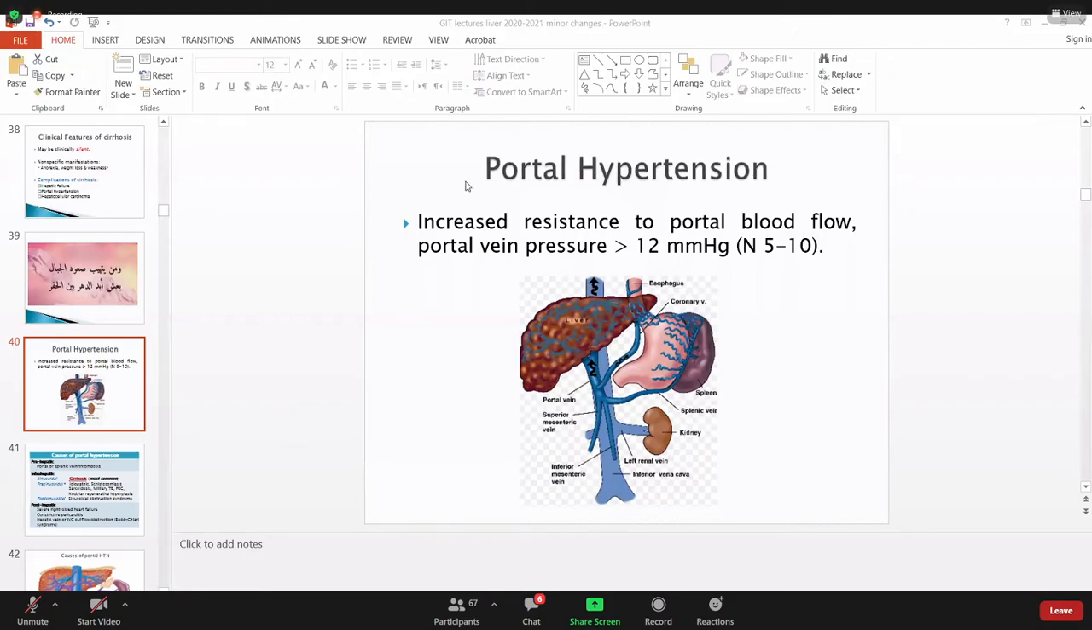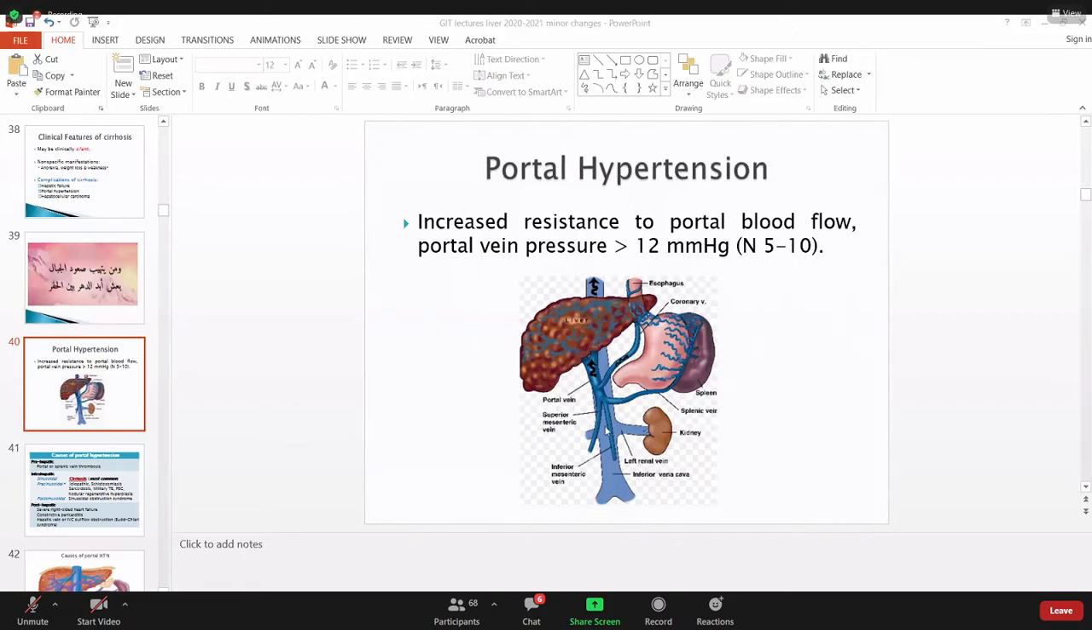Portal hypertension is defined as increased resistance to portal blood flow within the portal vein with a pressure inside the portal vein above 12 millimeters of mercury. Normally, it's between 5 and 10. So any condition that interferes with the normal flow of blood in the portal vein, leading to elevation in the blood pressure inside the portal vein, بنسميه portal hypertension. Okay. So just to know the portal hypertension, we have to review the portal circulation in very brief.